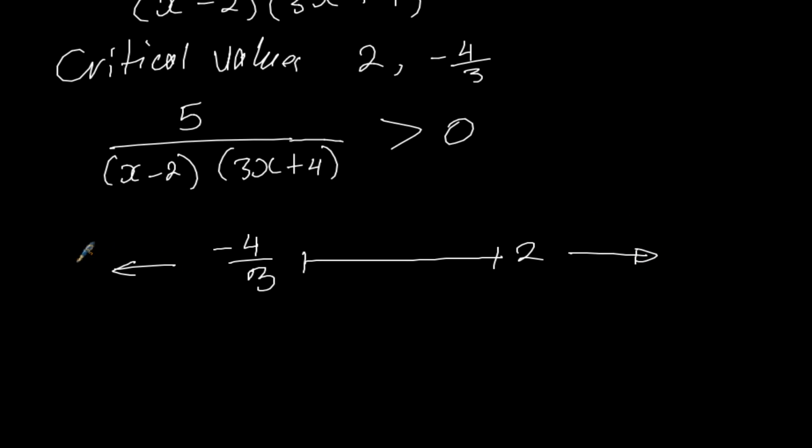And the inequality is to show this. This will be x is less than negative 4 over 3. Then in between, it is negative 4 over 3 less than x less than 2. And after that, it will be x being greater than 2. So these are the ones we are going to use in our table.